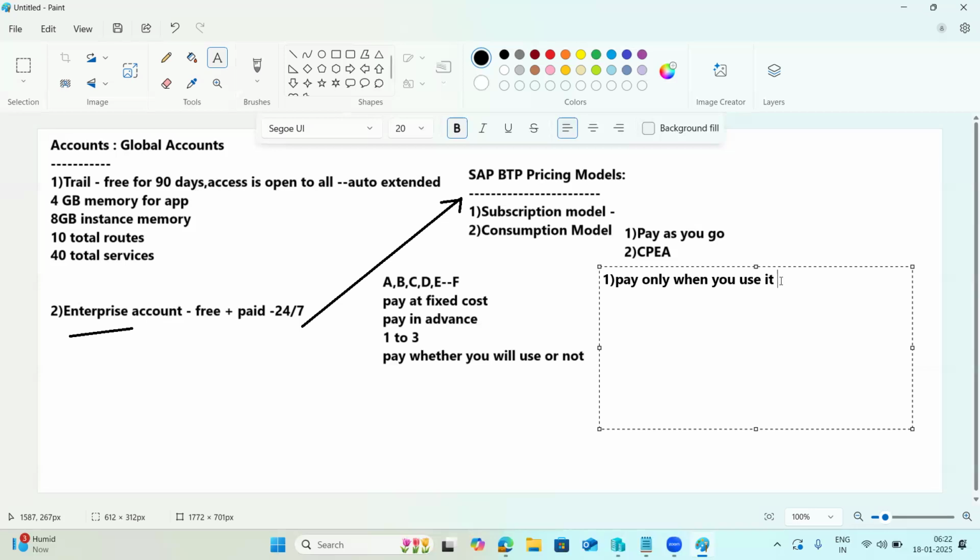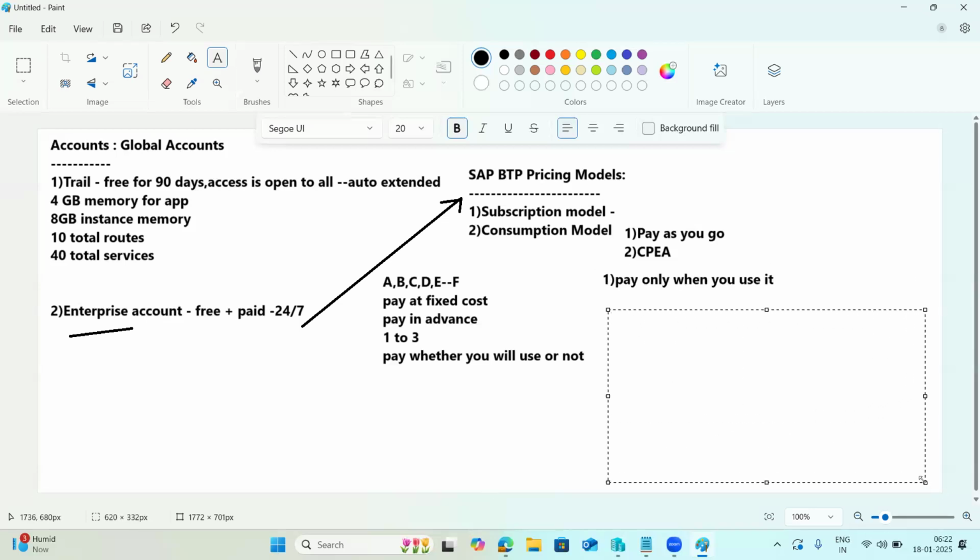Now the CPEA model means Cloud Platform Enterprise Agreement. This is an agreement-based model. Organizations make a prepaid investment in cloud credits, in advance. We have to do that in the form of cloud credits. Usage is auto-deducted from the cloud credits, and we can top up the cloud credits anytime.